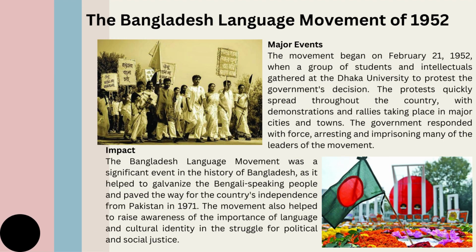The language movement of Bangladesh began on February 21st, 1952, when a group of students and intellectuals gathered at Dhaka University to protest the government's decisions. The protest quickly spread throughout the country, with demonstrations and rallies taking place in the major cities and towns. The government responded with force, arresting and imprisoning many of the leaders of the movement.